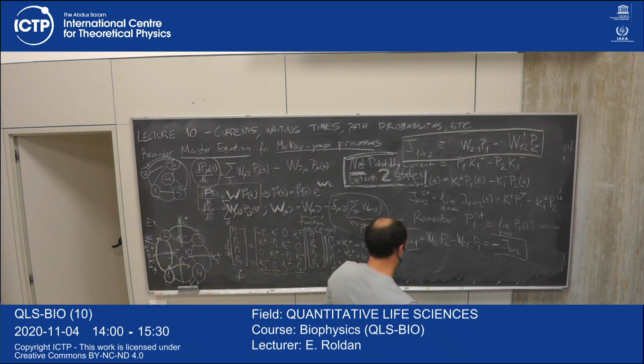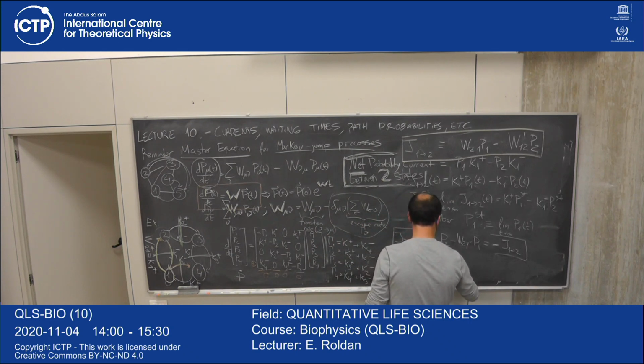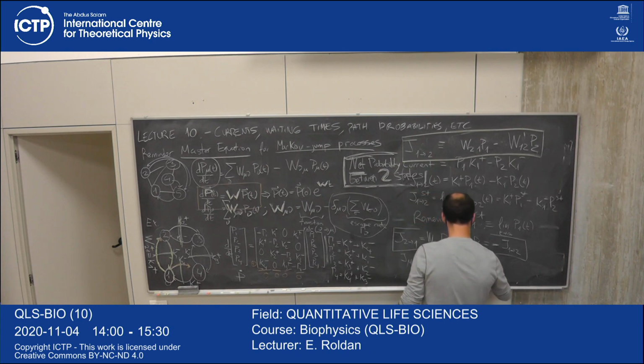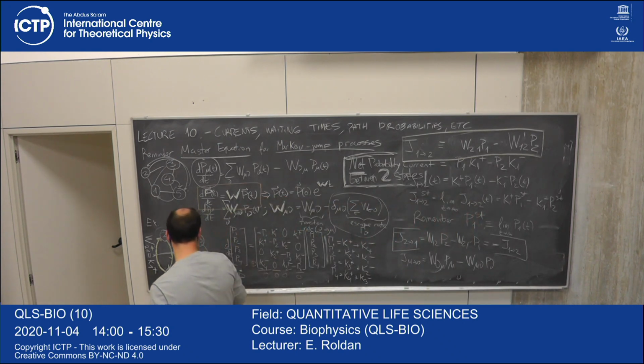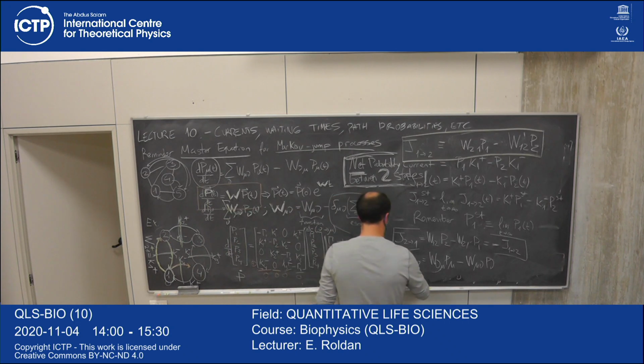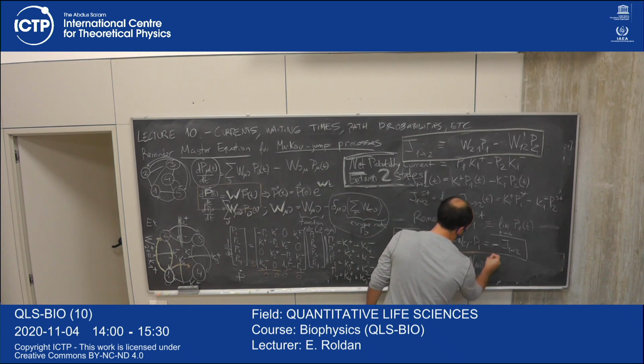So in general, you can define J mu to nu as k nu mu phi mu minus k mu nu phi nu. This is the general formula between any two states. This is the general formula for the current.